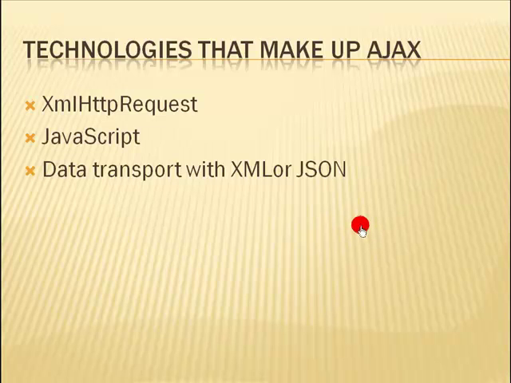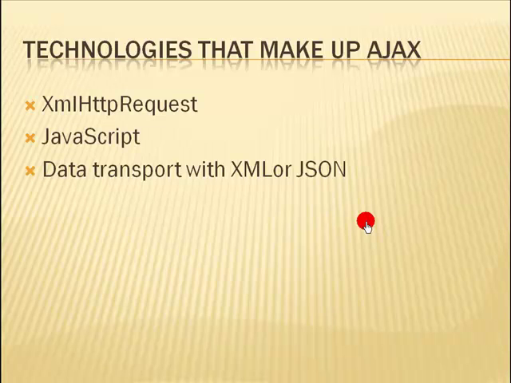The first technology, XML HTTP request. XML HTTP request allows the browser to communicate to the backend server. This object allows the browser to talk to the server without requesting a postback of the entire web page. And the second technology we are calling here is JavaScript. What is JavaScript? JavaScript provides the capabilities to communicate with the backend server. Using JavaScript you can do that.